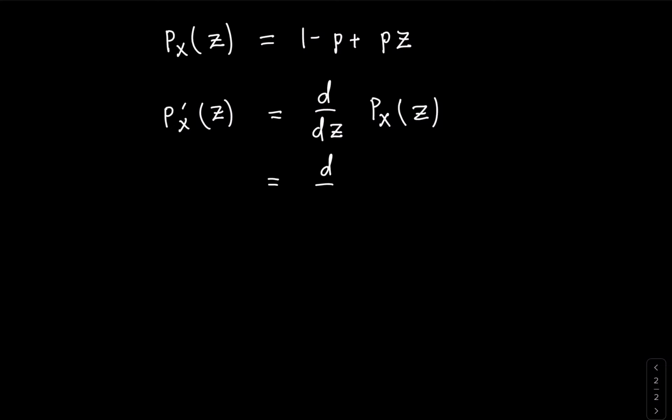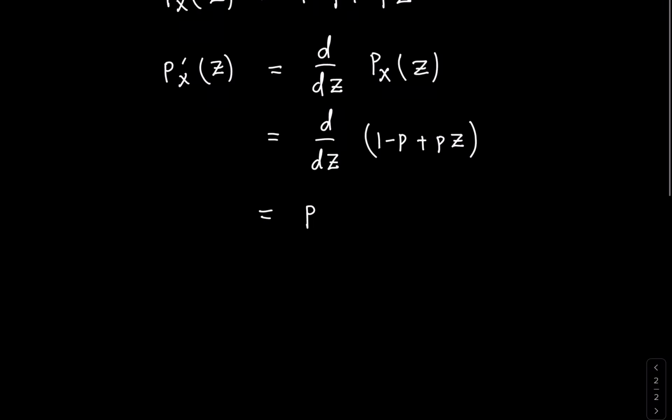So let's plug in our formula here, d/dz of 1 minus p plus pz. Everything in this expression, the 1 minus p, is independent of z, it's a constant with respect to z, so when differentiated it'll be 0. And here what we have is a simple multiple of z, pz. When you differentiate pz, you just get p.